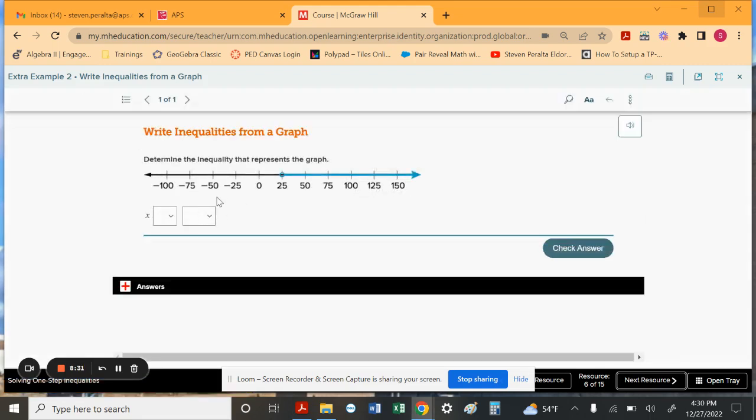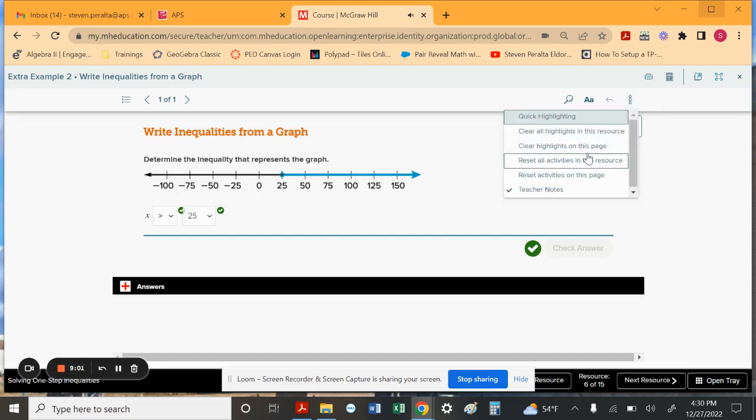So determine the inequality that represents this graph. So here we have a graph. Notice it starts at 25. Notice it is an open circle. It's kind of hard to see, but we can see a little bit of that black in there, but that is an open circle. So that means it's going to be greater than, because it's going to the right, and it's not equal to, so it's greater than, and then it's going to be positive 25 because that's what that is right there. Of course, we would check our answer, see if it's right, and it looks good. So we've got that one down. So that one I can do, and we can see how to be able to do that one.